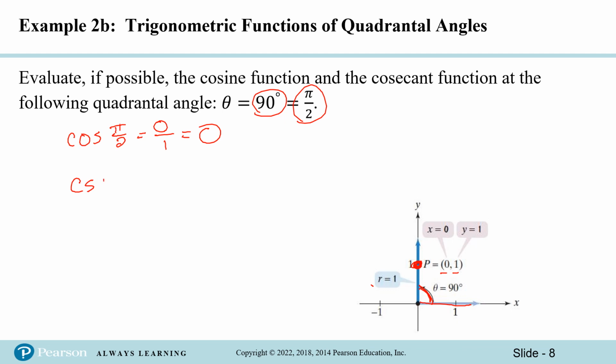The cosecant of pi over 2 is 1 over the sine. So the sine is the y. There we go. We end up with 1.